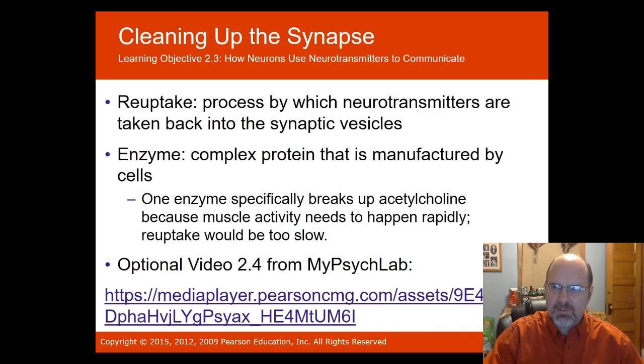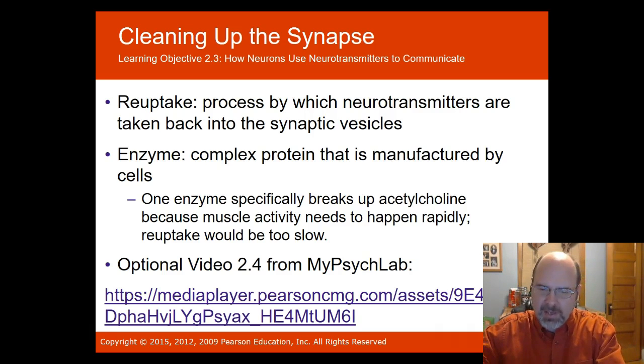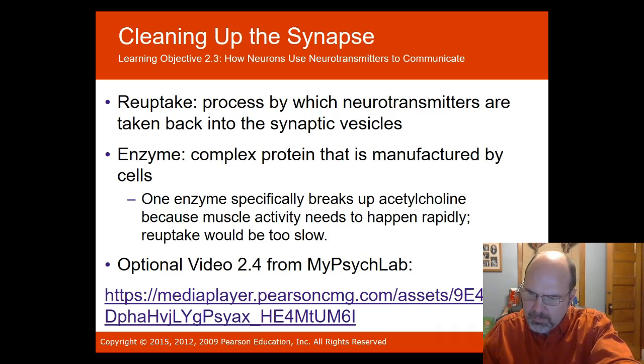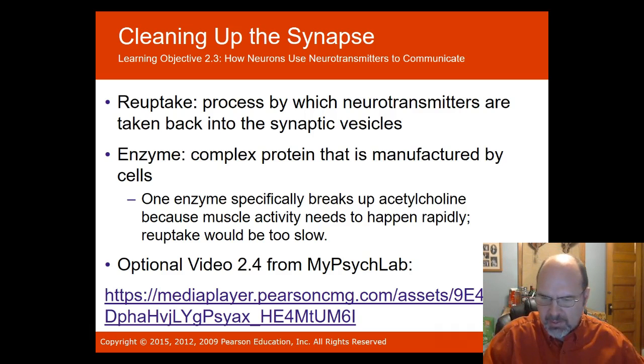Let's talk about cleaning up the synapse. So there's what's called reuptake, which is a process by which neurotransmitters are taken back to the synaptic vesicles. This process is kind of like a vacuum cleaner or a suction tube, and it sucks the chemicals back up into the presynaptic system. It's a process of clearing the receptor site for the next stimulation. For instance, cocaine blocks dopamine from the reuptake sites, allowing dopamine to stay active in the synapses longer.